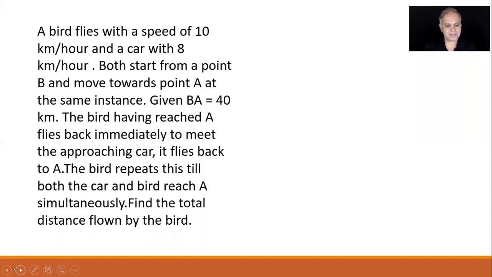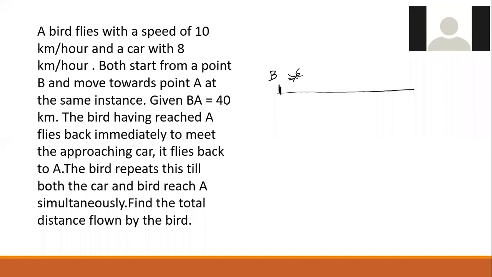Tanishka, come on, read this question. A bird flies with a speed of 10 km per hour and a car with 8 km per hour. Both start from a point B and move towards a point A at the same instant, starting together simultaneously.